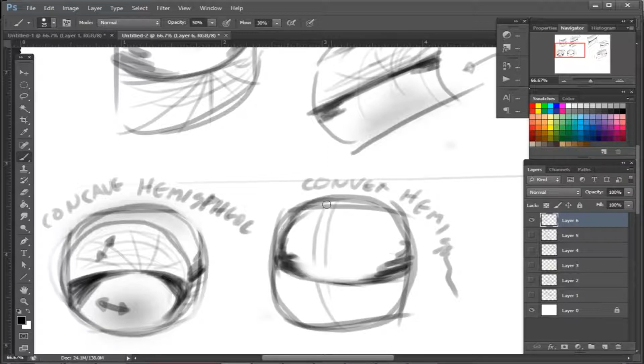And the funny thing about the hemisphere, when it's around the surface like this, it doesn't really end. It just stretches off into infinity. Kind of like so. It doesn't actually end, it just sort of stretches into infinity.